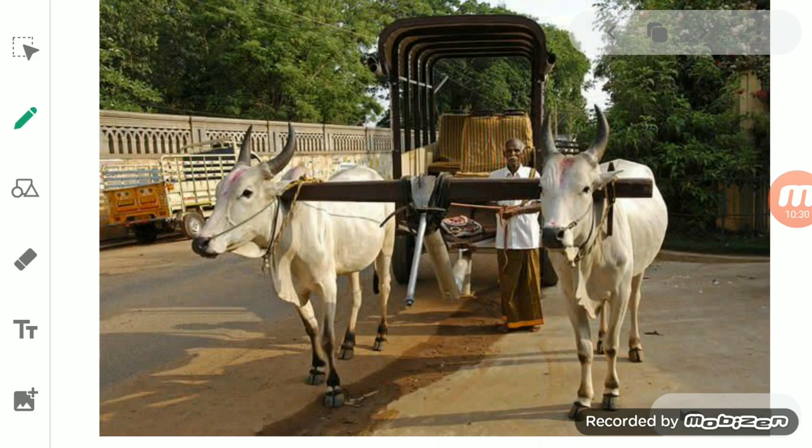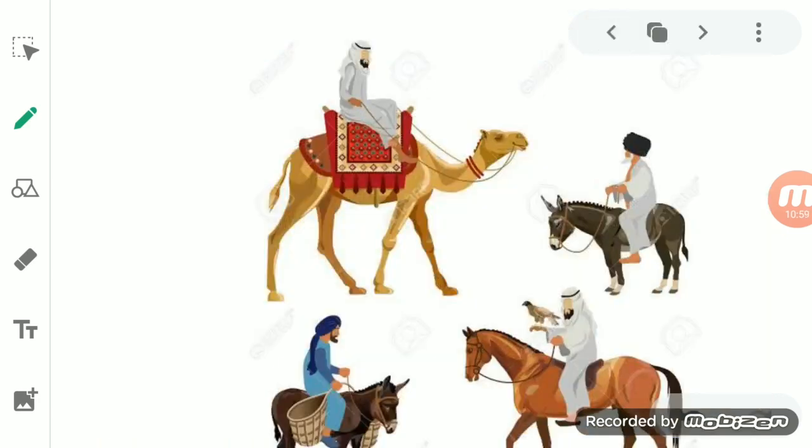Okay, so they move either by foot or by carry, as well as by carrying their goods on their back. After that, when humans learned to tame animals, they started transporting themselves and their things on the back of animals, like the camel, the donkey, the mule, or horses.